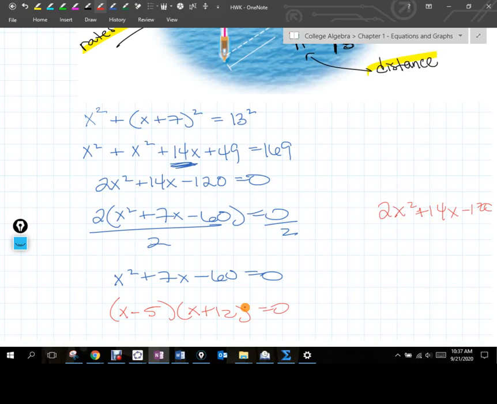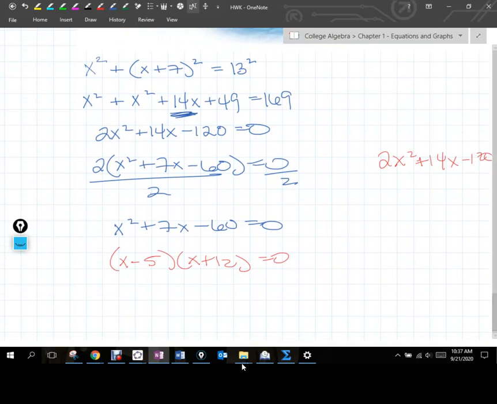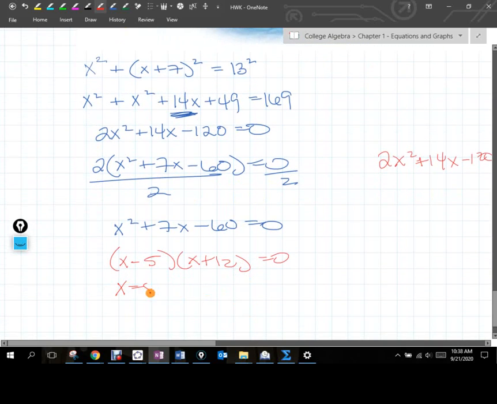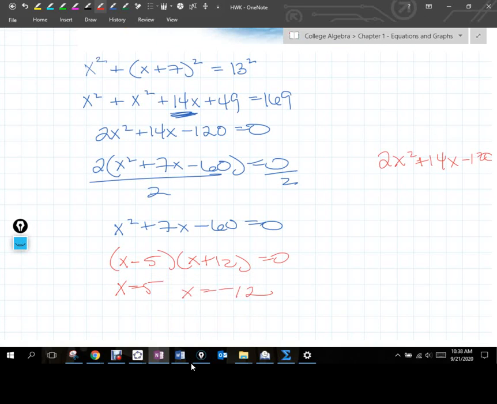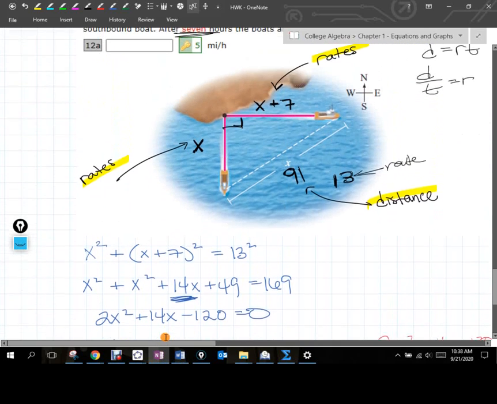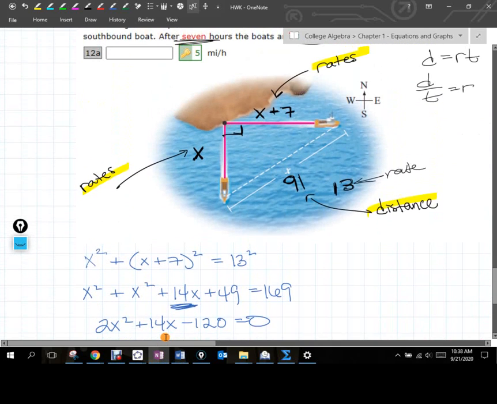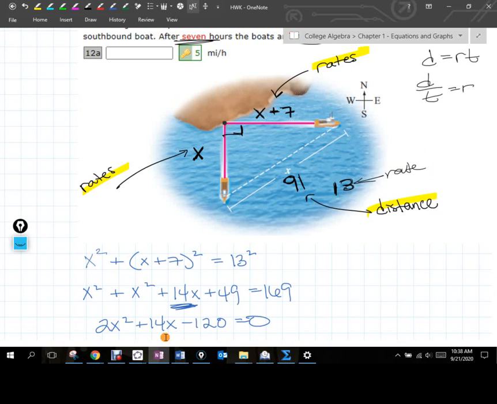So now what are your 2 solutions? X equals 5 and x equals negative 12. Now, what do those stand for? What was x? X was a rate. There's a southbound rate. Can it be negative? No. So it's got to be 5. Okay.